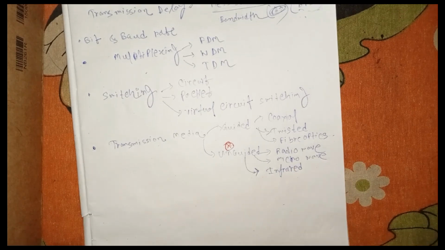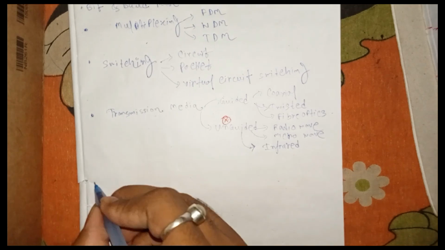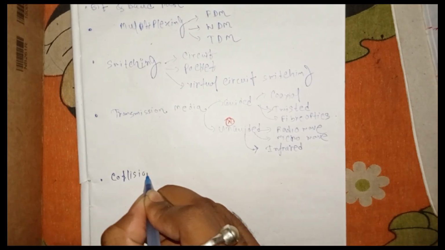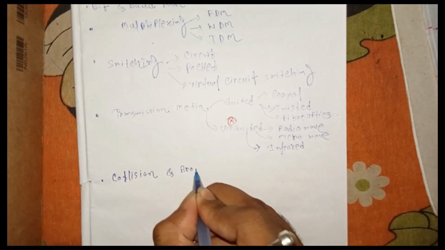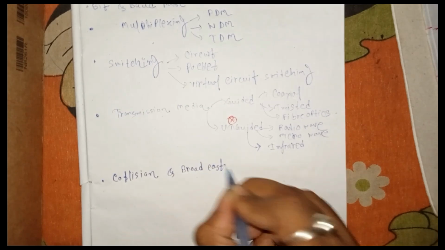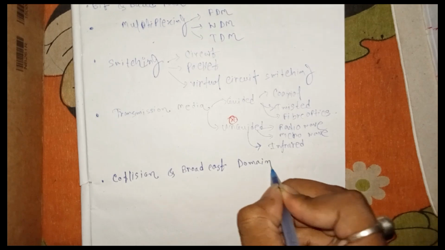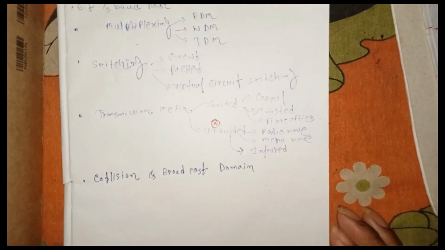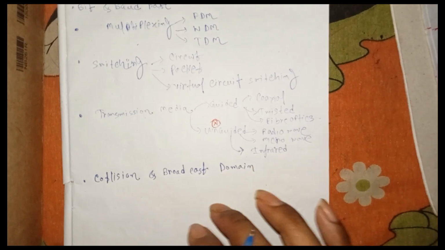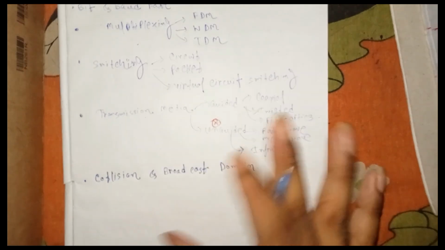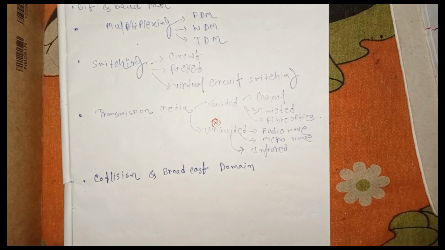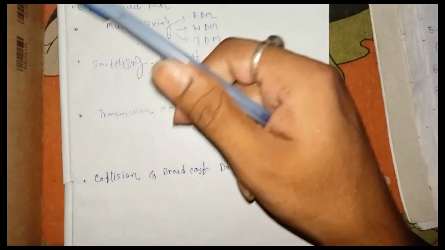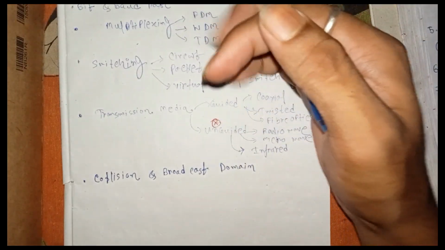Here we have lots of concepts like collision domain and broadcast domain. This will also be important for this year, as differences can be asked. Also virtual circuit versus datagram. These can be asked from the physical layer portion. Also some differences between Manchester and differential Manchester encoding. So that's it for now.